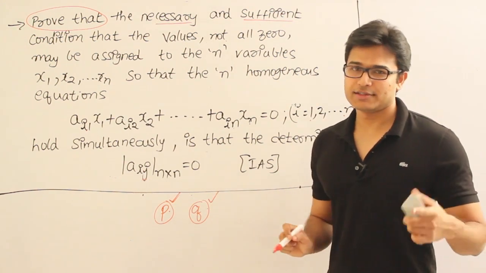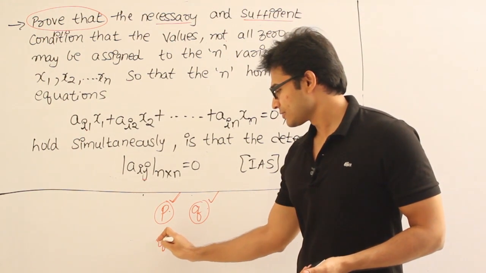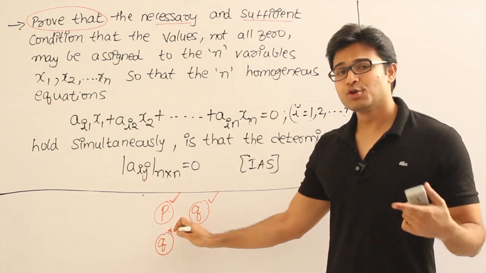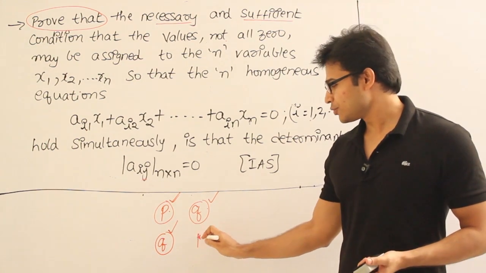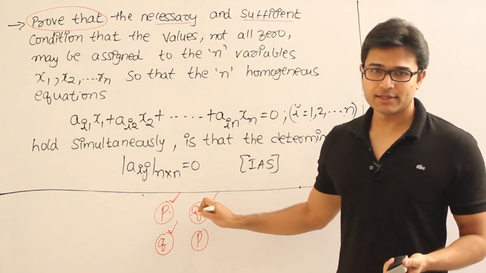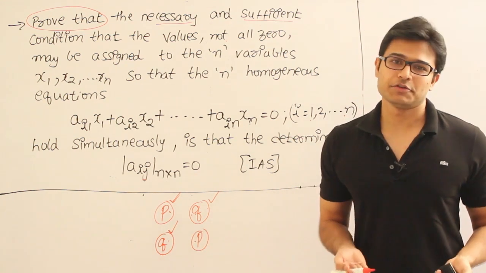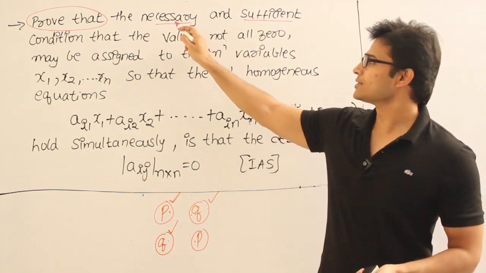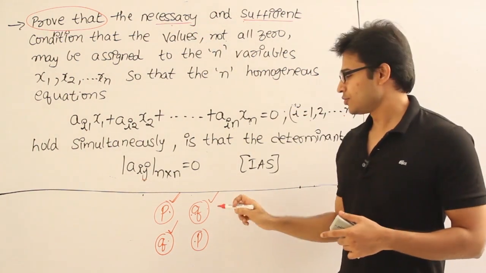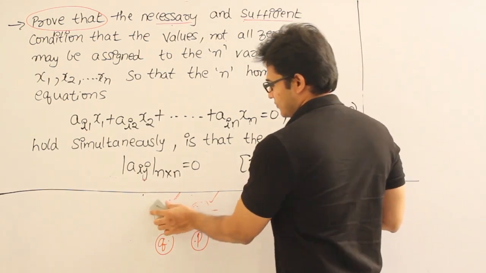P then Q, that is necessary. Sufficient condition means take Q, and then you should assume that Q is true. On that condition you should prove that P is true. So if P then Q, if you prove like that, then it is necessary. If Q then P, if you prove like that, then it is sufficient. Therefore they are asking about two things. Prove the necessary and sufficient condition, which means we are supposed to prove both ways, P then Q, Q then P. We are supposed to prove these two.